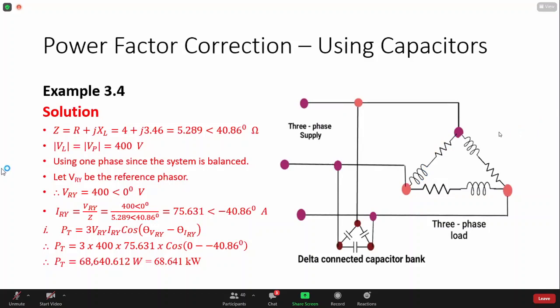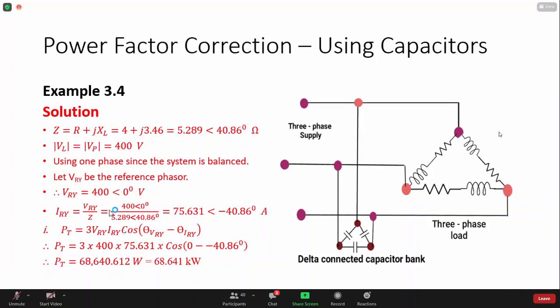We're going to use VRY as our reference phasor. So VRY is 400 at angle 0. So IRY, we don't know which one is R and Y, I should have put some labels on these. All right, IRY is VRY over Z. So it's 75.631, that's a current at angle minus 40.86.